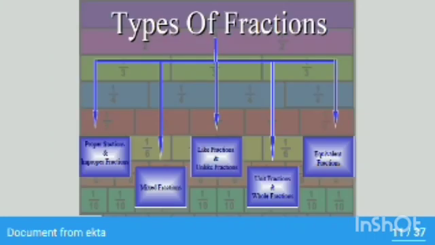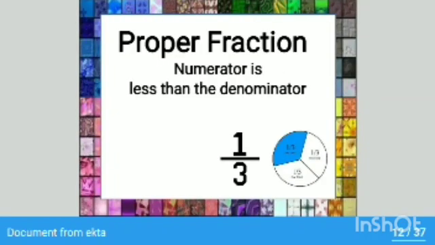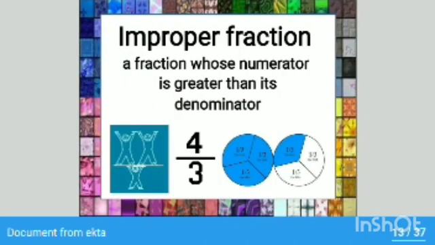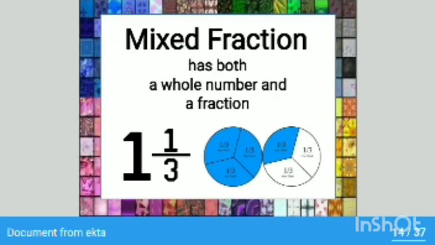Now, types of fractions. What are the types of fractions? First, proper fractions and improper fractions, then mixed fractions, then like fractions and unlike fractions, unit fractions and whole fractions, then equivalent fractions. Now, what are proper fractions? Those in which the numerator is less than the denominator, like 1 upon 3. Improper fraction is one in which the numerator is greater than the denominator, like 4 upon 3. Mixed fraction has both a whole number and a fraction, like 1 and 1 upon 3.